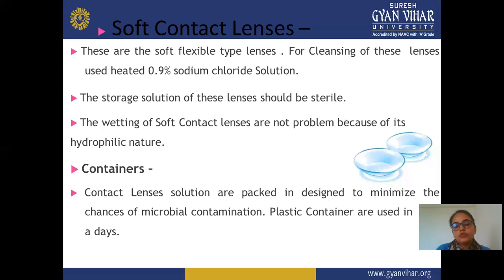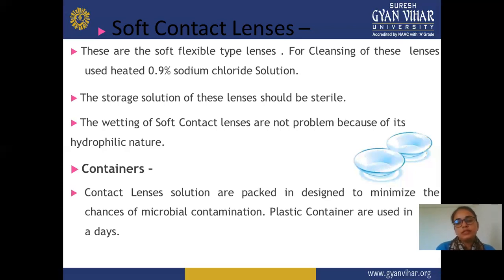Next is the container that is used for the soft contact lenses. In this container, contact lens solutions are packed in a design to minimize the chances of microbial contamination. Means you should design this type of container, or select containers which have minimum chances of contamination when you pack these contact lenses. When you put these contact lenses into the container, it should be free from microbes and not allow microbes to enter. It should be in a proper condition and free from microbial contamination.